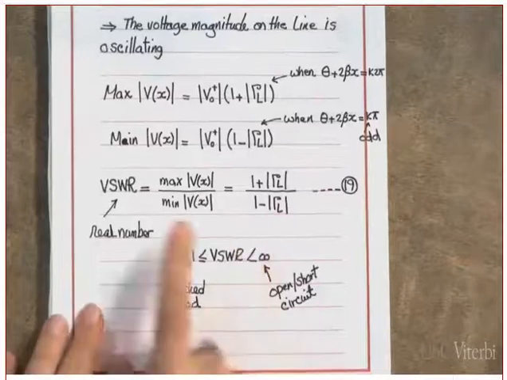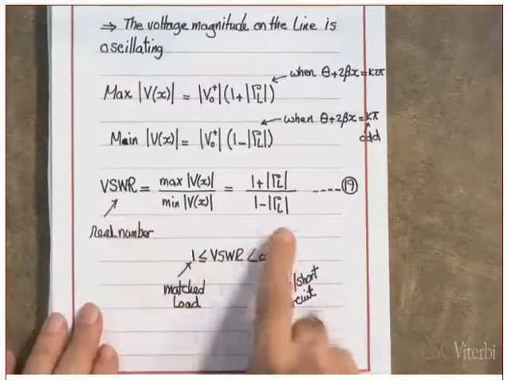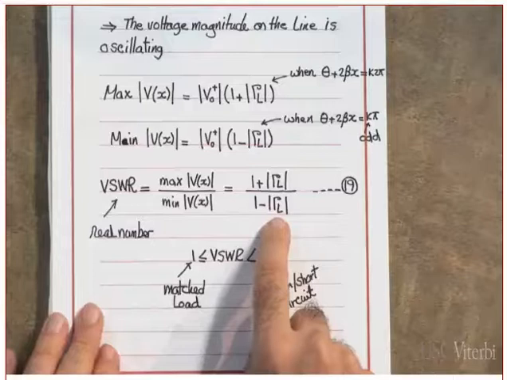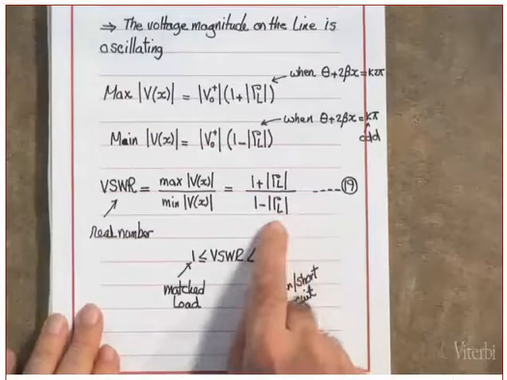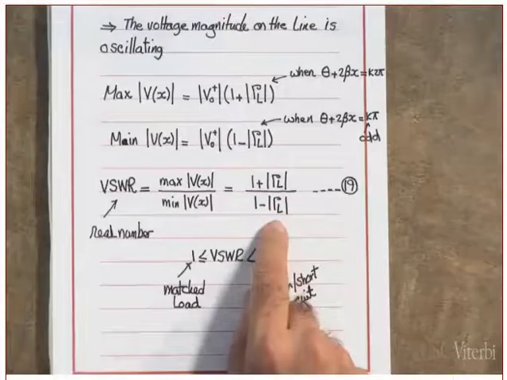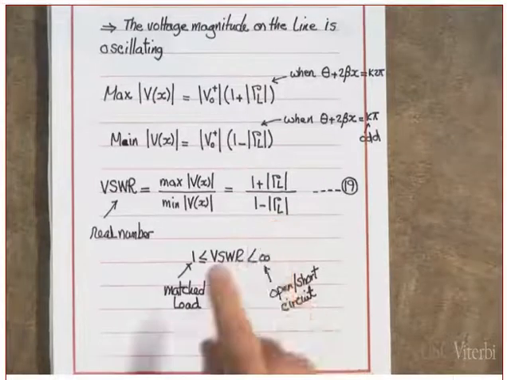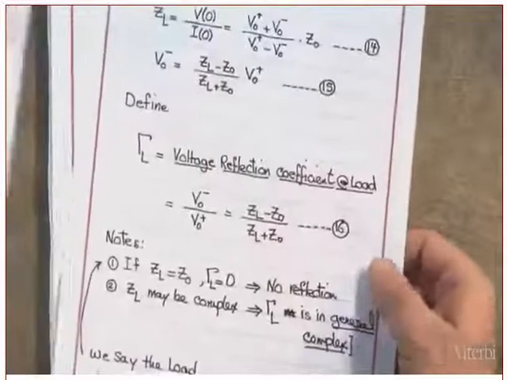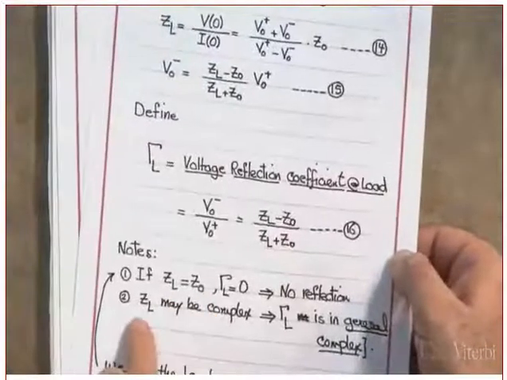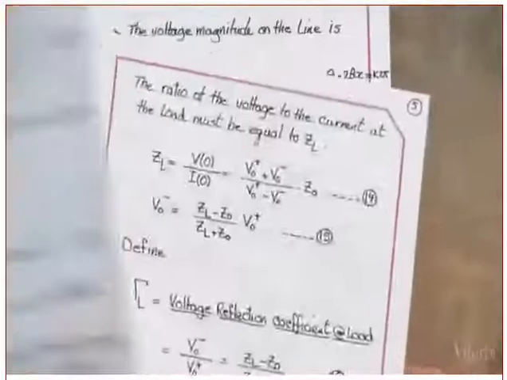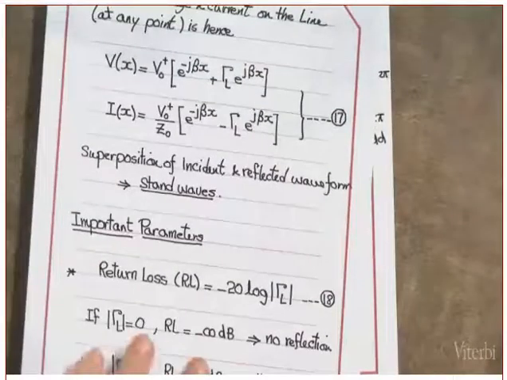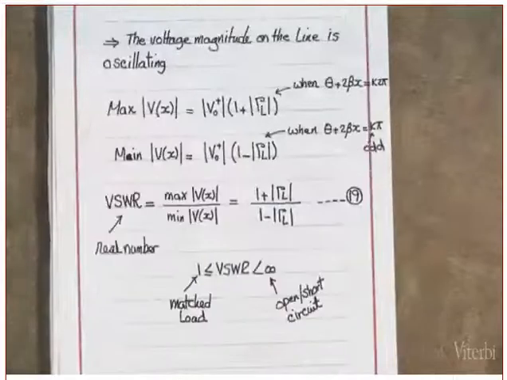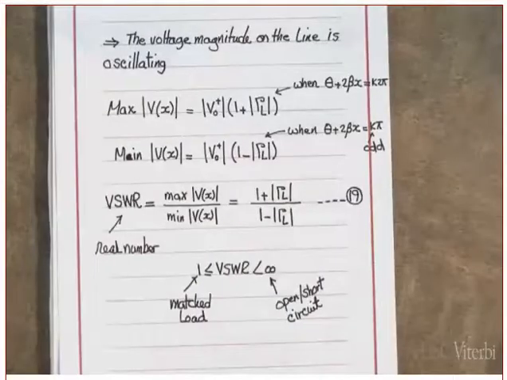When will this one be equal to infinity? When the denominator equals 0. But when will the denominator be equal to 0? When the absolute value of gamma L equals 1. When is that? When the transmission line is either what? We did this a moment ago. The absolute value of gamma L equal to 1 is when the load is either short circuit or open circuit. Clear so far? Yes or no?